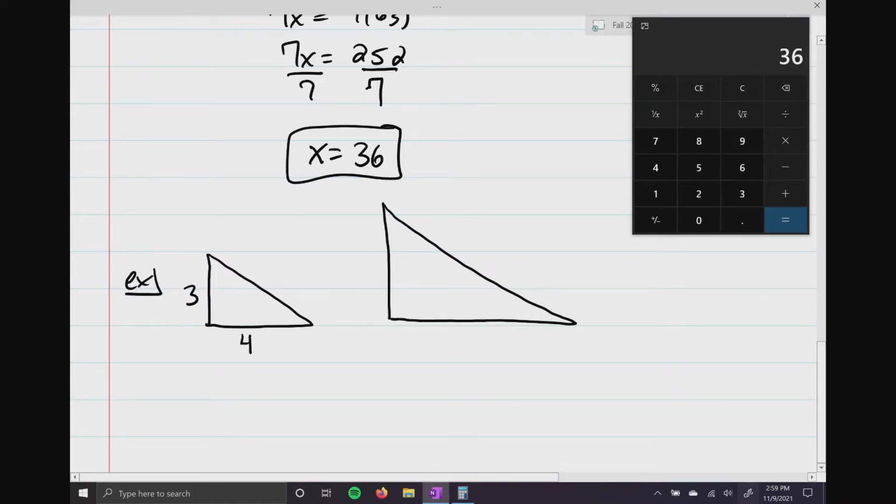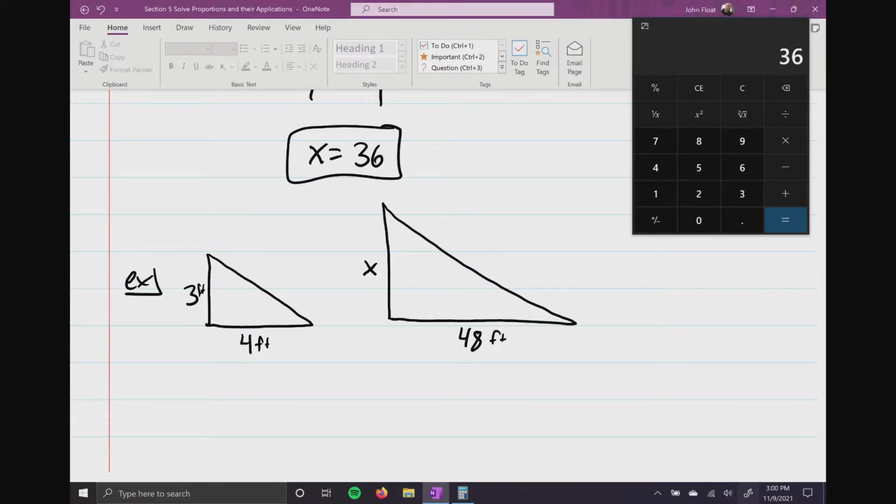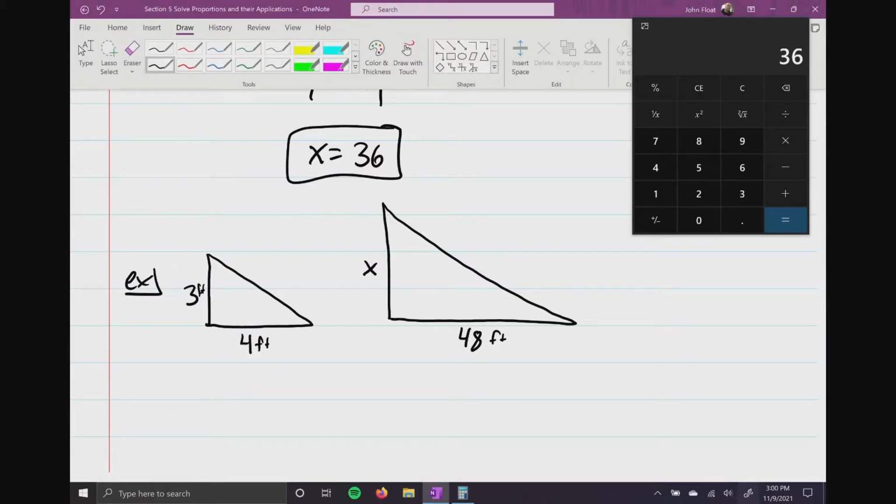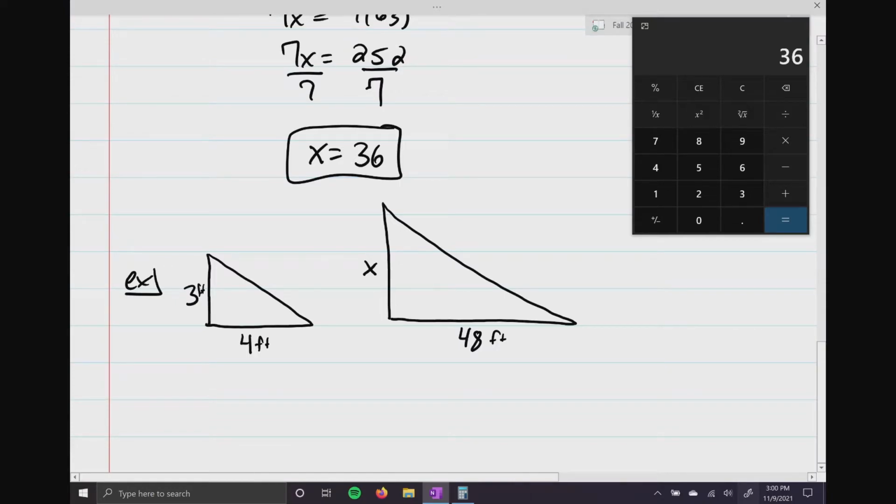Now, what I don't know is the height of this triangle. But what I do know is that this is going to be 48 feet. All right, now I can use proportions to solve this problem. Here's what I'm talking about. Actually, let me use a highlighter. I think a highlighter will be better.